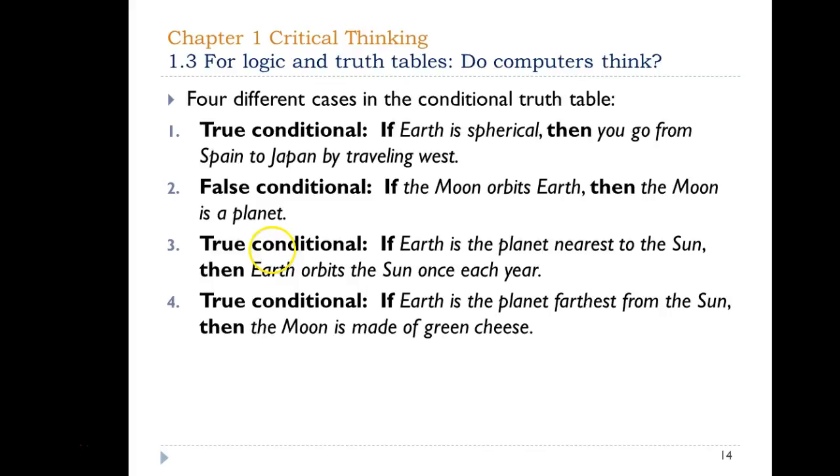Another true conditional. If Earth is the planet farthest from the Sun, then the moon is made of green cheese. It is not the case that Earth is the planet farthest from the Sun, and it's also false that the moon is made of green cheese. This is a true conditional.